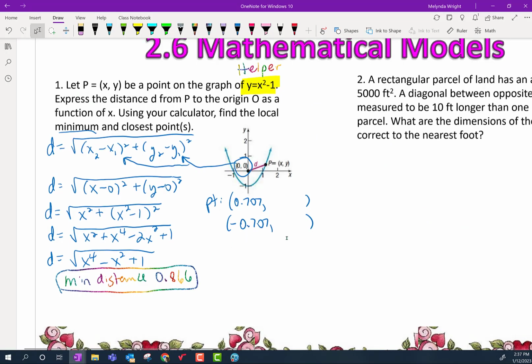So I've got these two points. How in the world, and I need the point. The point is on this curve. I need the y value of the point on this curve. So what am I going to do with the x value, this 0.707? What should I do? I should put it right in here, right? We want to put it in the parabola, and we want to determine what the proper y value is.